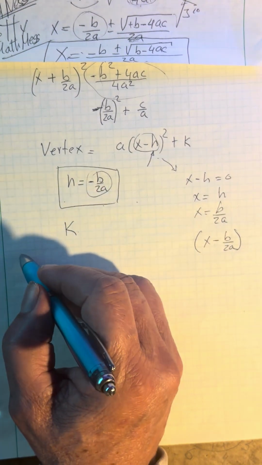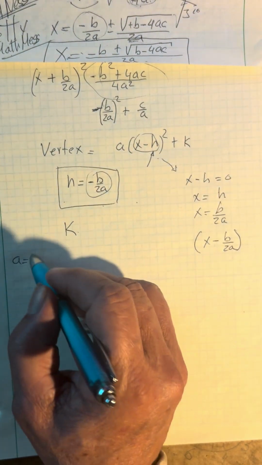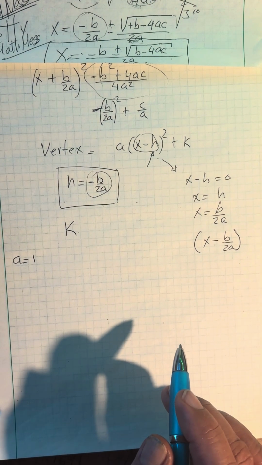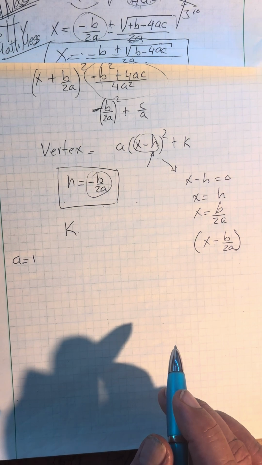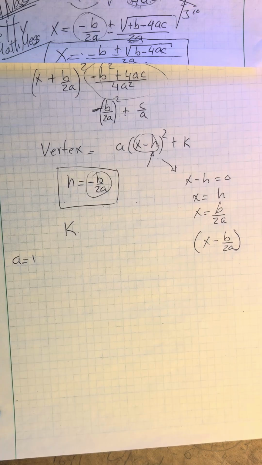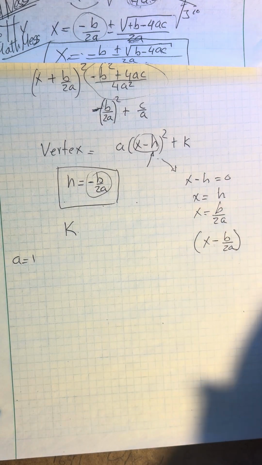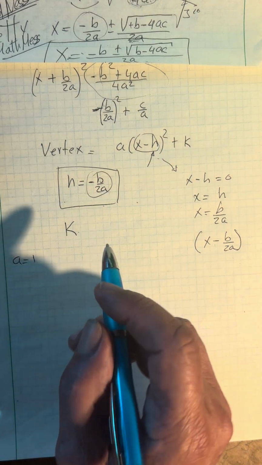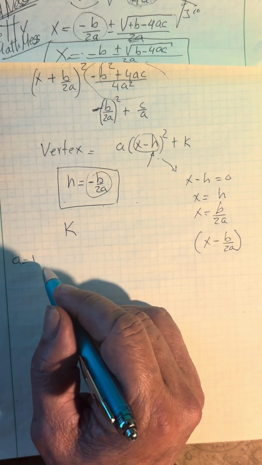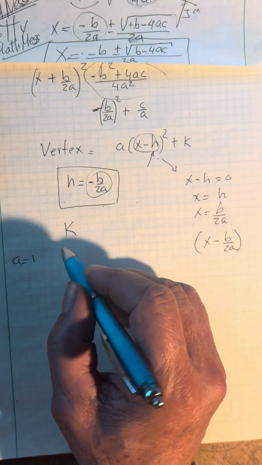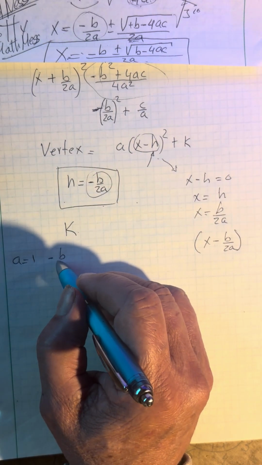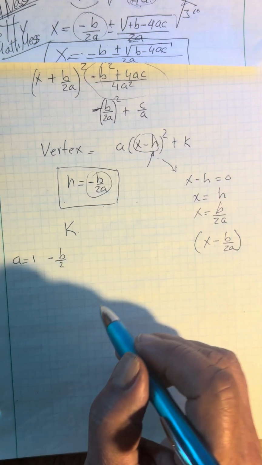If our leading coefficient is equal to 1, which most polynomials have, most of the problems that we see, we'll assume that, but we'll make a general formula anyway. But in case a is equal to 1, then this will reduce to minus b over 2.